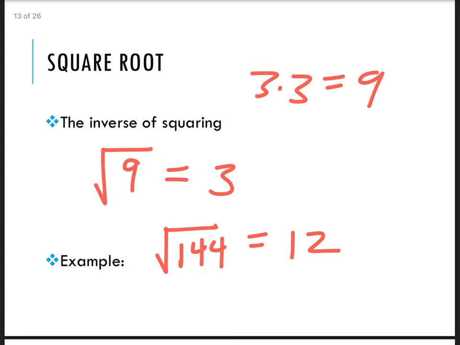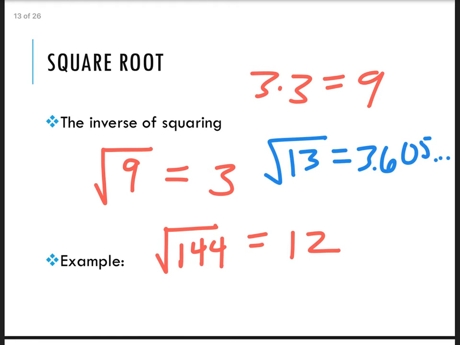Now, you can take the square root of other numbers. Other numbers that aren't perfect squares, you have to use a calculator for. For instance, if I wanted the square root of, say, 13. In other words, what number times itself makes 13? Well, that's not easy. So you have to use a calculator. So you put in 13 in your calculator and push the radical symbol. In this case, it's going to give you what's called an irrational number. We'll talk about that soon. It's 3.605, and it goes on forever and never repeats a pattern.